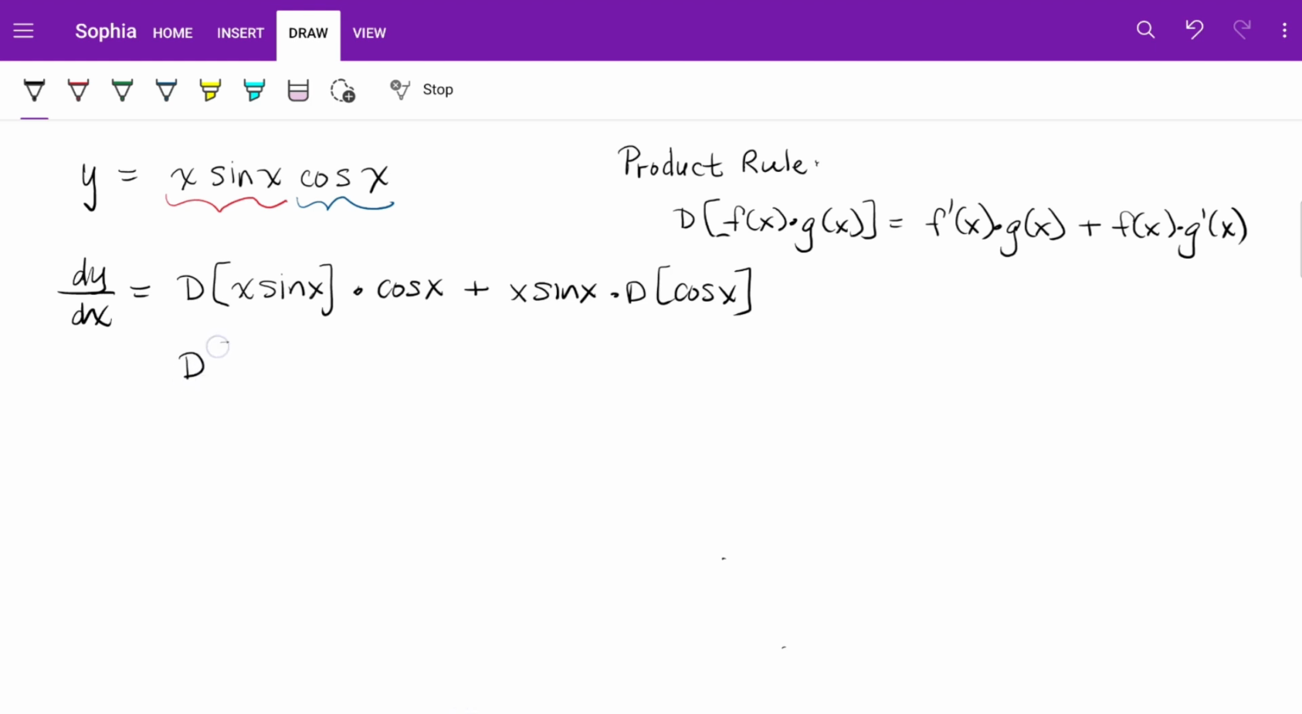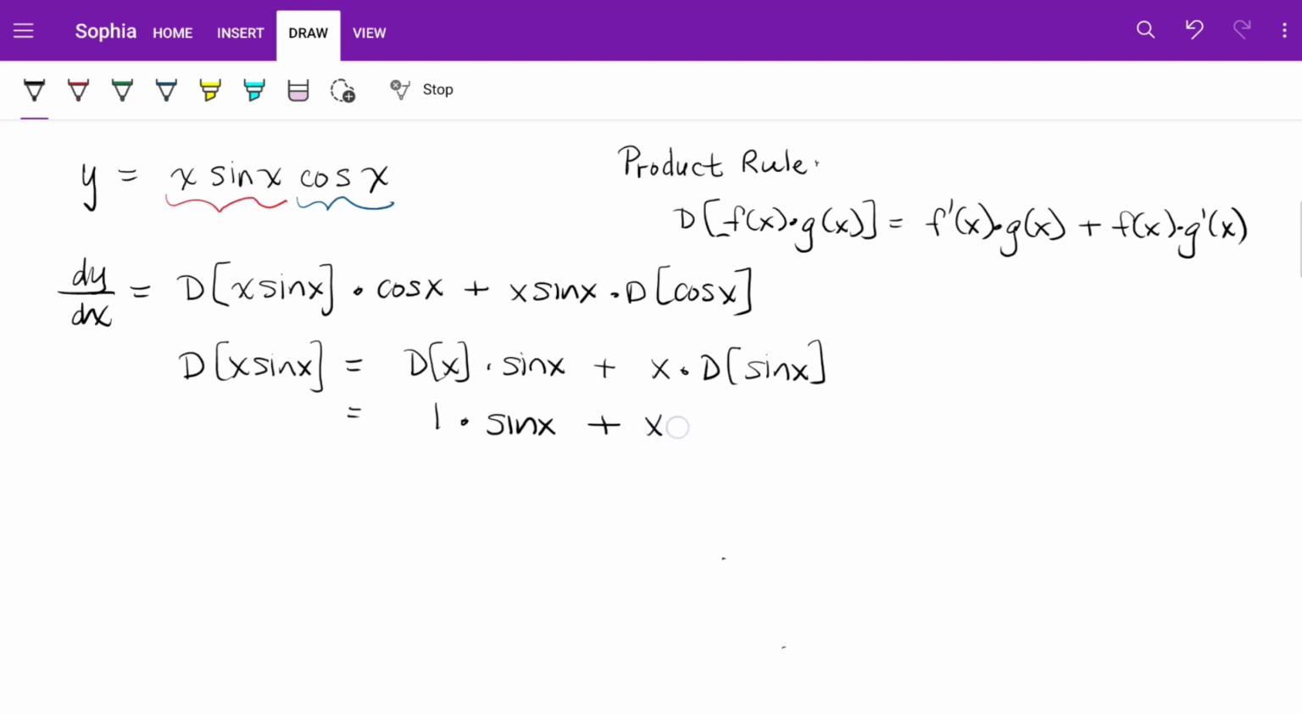The derivative of x sine x is, well, that again is itself a product rule. So it's the derivative of x times sine x, the derivative of the first times the second, plus the first times the derivative of the second. And then we simplify. So the derivative of x is 1, and the derivative of sine x is cosine x. So it looks like we have sine x plus x cosine x. Okay, so there's the first part.